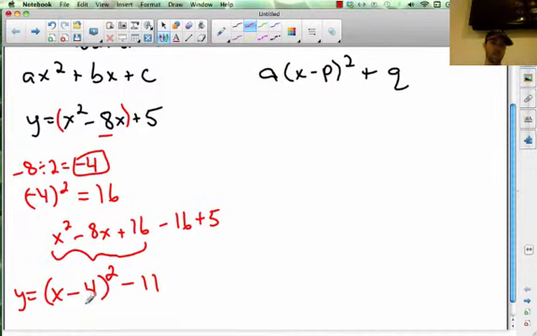And now you can see we have this in vertex form, because we've got our p-value right here, which is 4, our q-value right here, which is -11, and from there you can obviously start to find some valuable pieces of information from this. Okay.